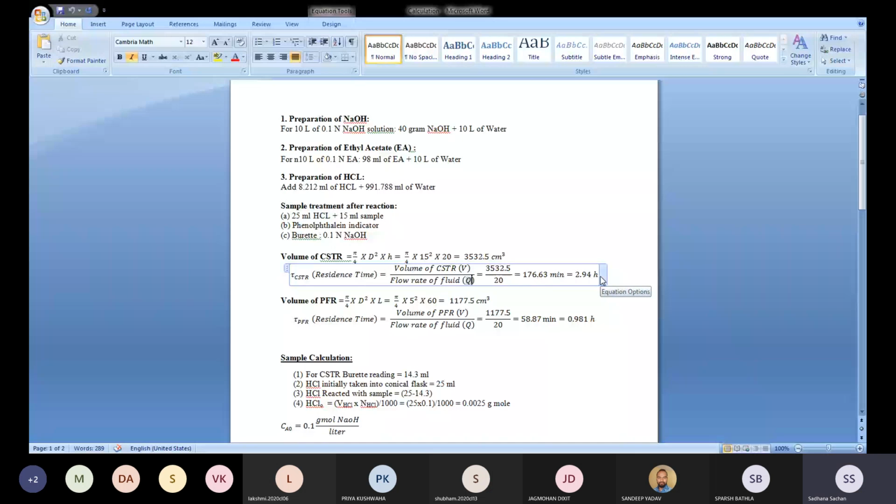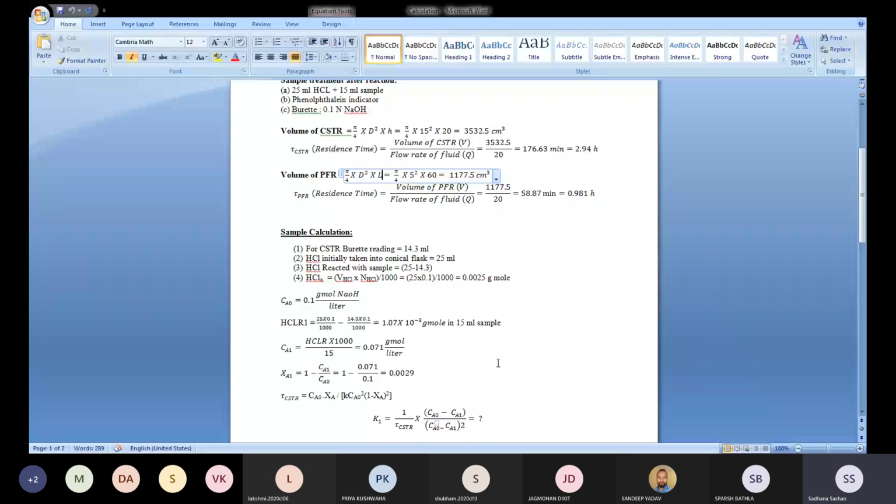Is this clear? Hello? Yes, ma'am. Yes, ma'am. That is how to calculate the volume of CSTR. Then we will calculate the volume of PFR. In the case of PFR we will take the length. So the residence time in PFR we can calculate. Yes, ma'am.